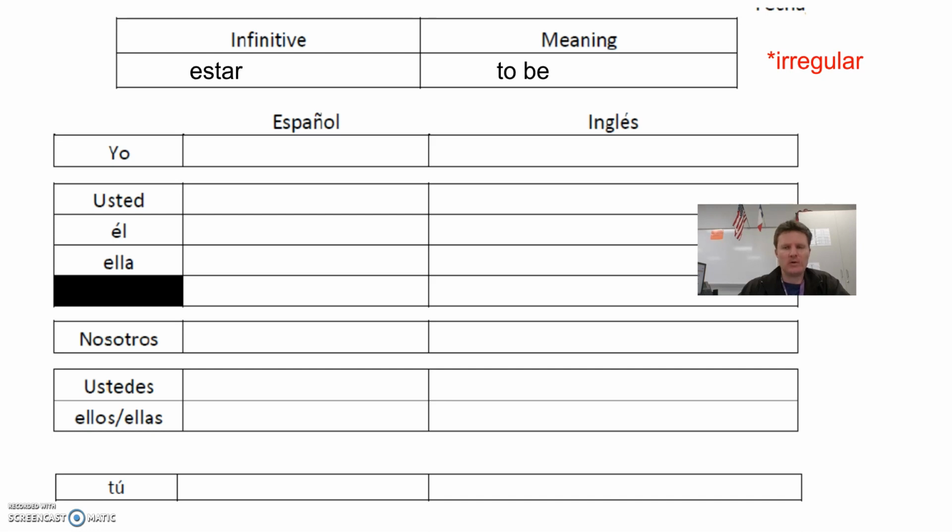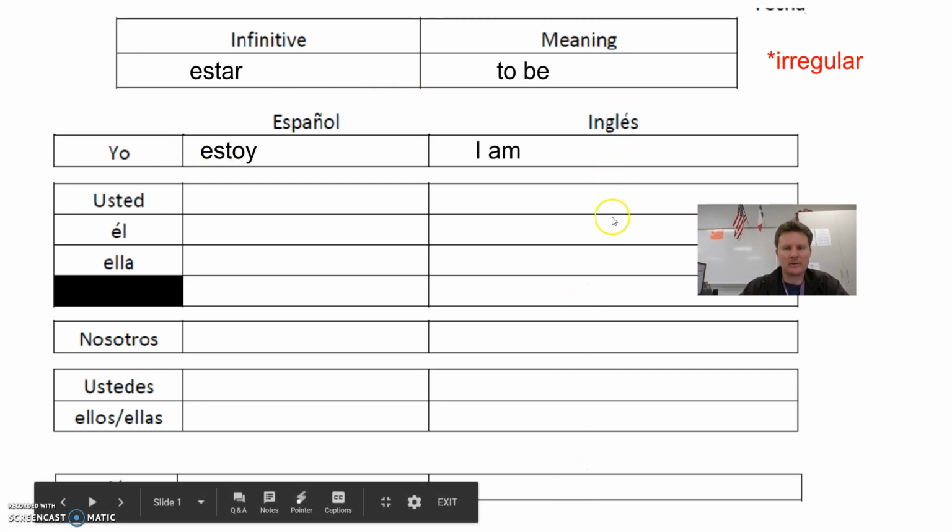Really, the only one that is irregular is the yo form. So, looking at the yo form, you would say estoy. And estoy means I am. So, on the English side of things, this verb will look exactly like the verb ser that we recently conjugated. It will change on the Spanish side because it is a different verb.